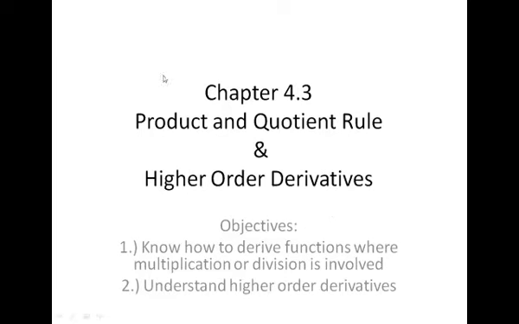Chapter 4.3 is about the product and the quotient rule. These are two new rules that we can add to our toolbox of differentiation rules. So far, what we learned in the previous section was the scalar multiple rule, the constant rule, the power rule, and the sum and difference rule. Now we're going to be able to use these two rules as we come across them in various functions. The other thing that we're going to look at is what we call higher order derivatives.